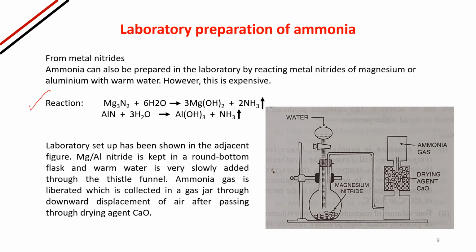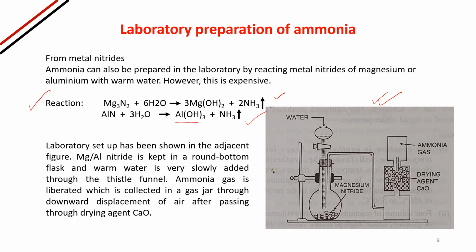Mg3N2, magnesium nitride, plus 6H2O, that has to be reacted with water. It gives you Mg(OH)2 and 2NH3 comes out. Similarly, aluminum nitride, when reacting with water, also gives you Al(OH)3 and ammonia will be liberated. This is the setup. The laboratory setup is shown in this figure.